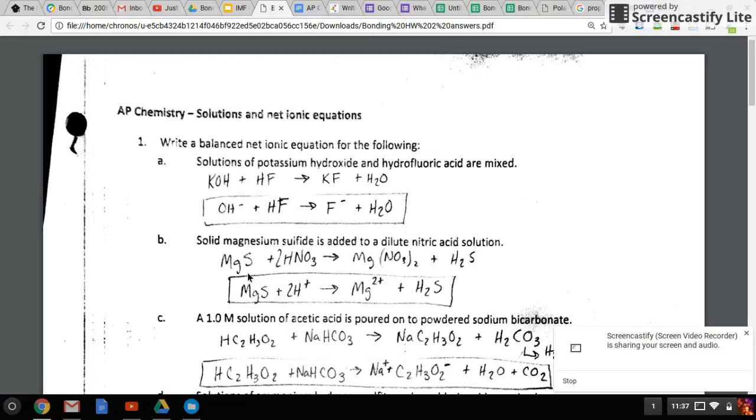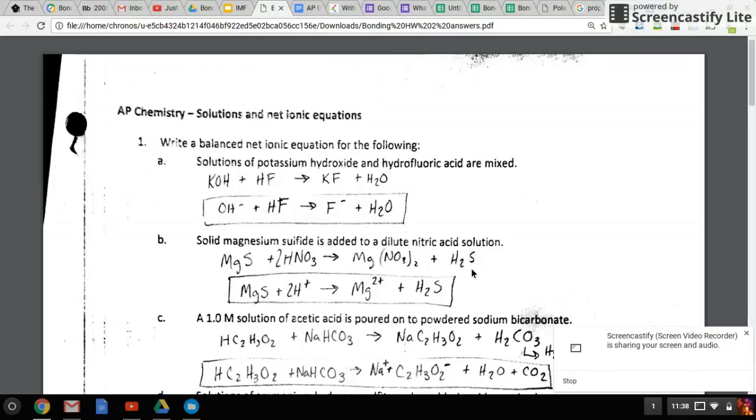1B, we have magnesium sulfide and some nitric acid. You have to make a decision about your nitric acid. It is a strong acid, so it will split into its ions. This is a double replacement reaction. Magnesium nitrate, all nitrates are always soluble, so this does split up into its ions.